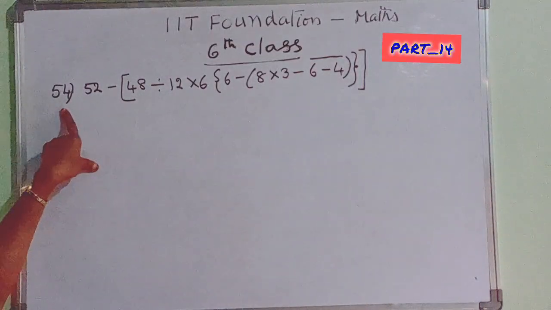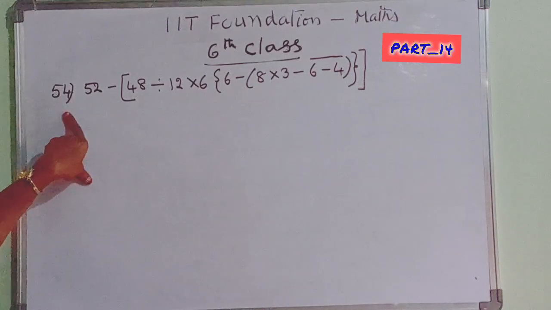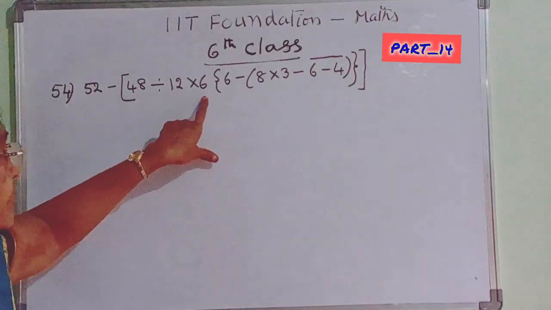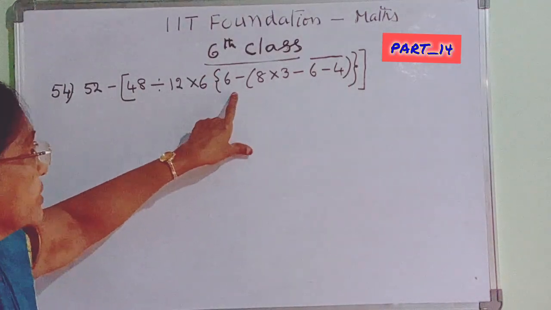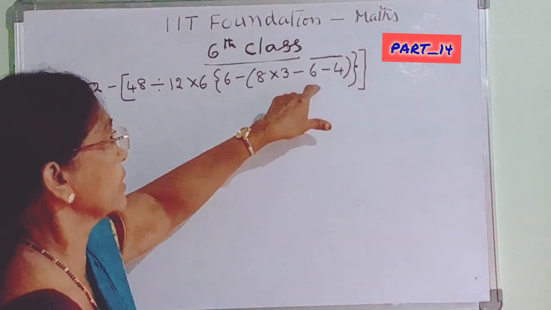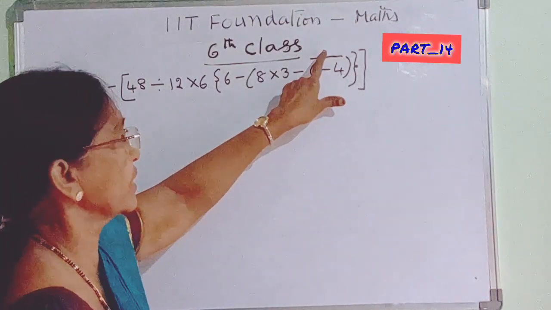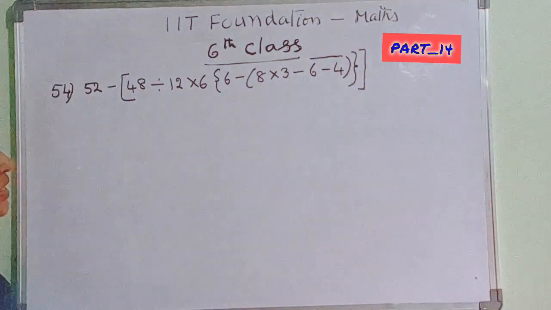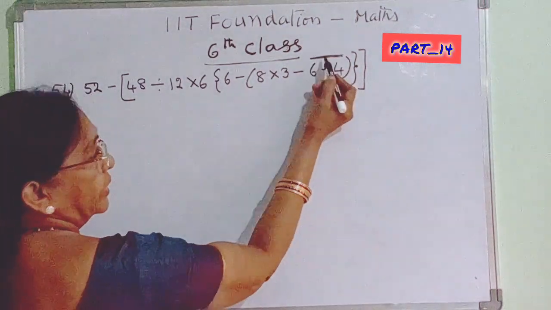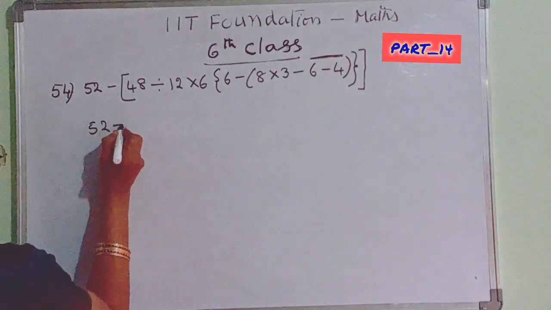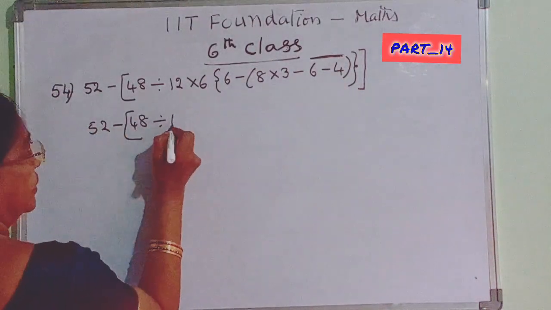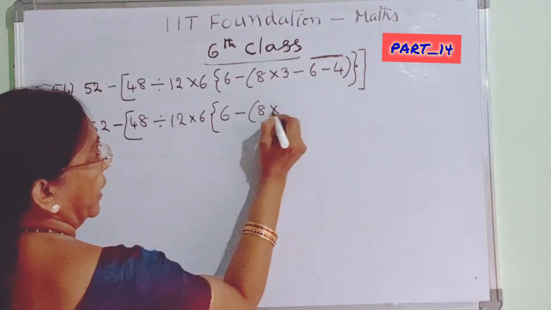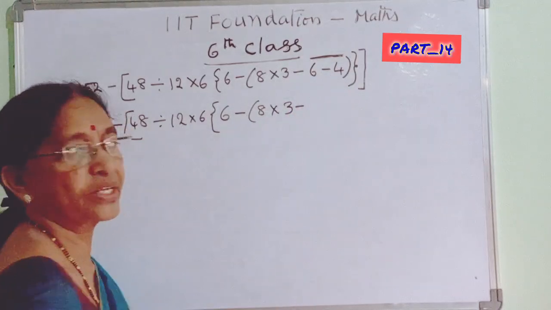53rd problem is done in the previous video. Therefore, now 54. 52 minus square bracket 48 divided by 12 into 6, curly bracket 6 minus 8 into 3 minus 6 minus 4. For 6 minus 4 there is a lowest bracket, a vinculum, and all the brackets are closed. Therefore first we have to do under the vinculum. So 6 minus 4 is 2.